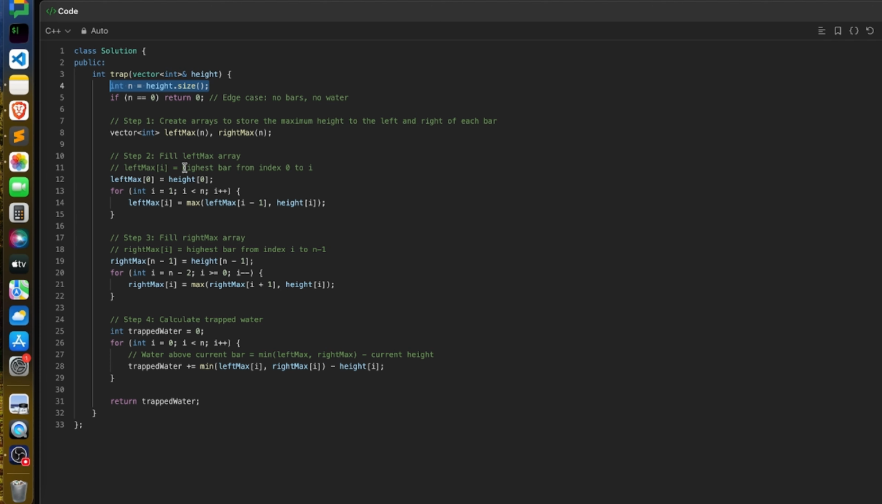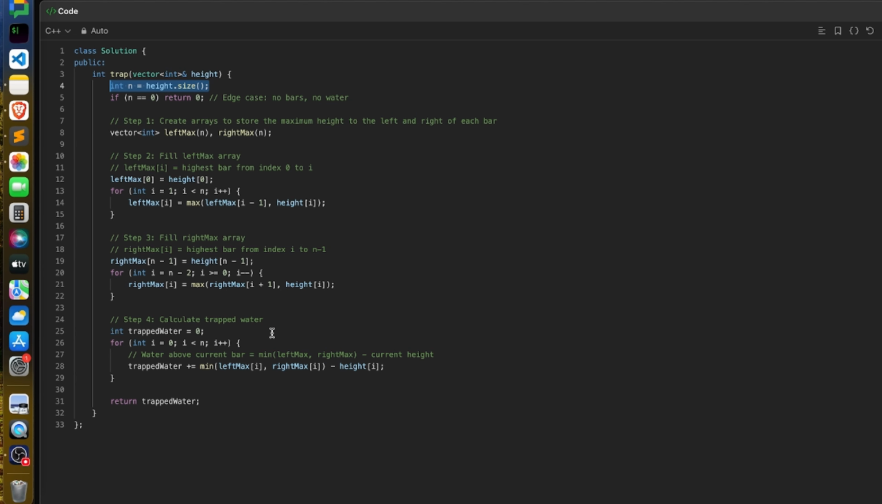Now the next step is to build left max and right max, and we know what left max is. Left max of I essentially tells you the highest bar from index 0 to I. The way we build it is the same as how we build a prefix array. So left max of 0 is height of 0, and from index 1 onwards your left max of I is going to be the maximum of previous left max, comma, current height, right? And similarly we build the right max, the way we build a suffix array. So the right max of n minus 1 is going to be height of n minus 1, right? And from index n minus 2 up till 0, your right max of I is going to be the maximum of right max of I plus 1, comma, current height, right? So till here your left max and right max are built.